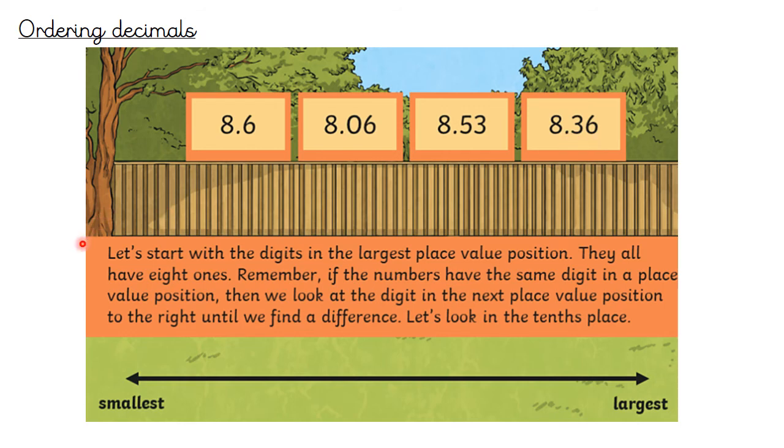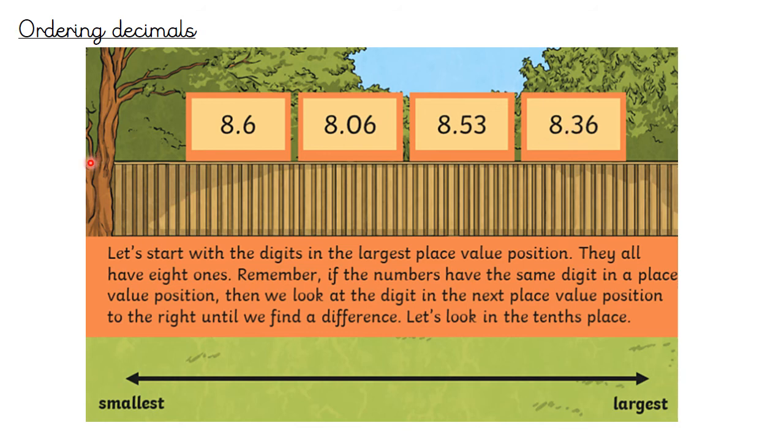So if we're going to go about ordering them, it says, let's start with the digits in the largest place value position, which in this case is the ones. So we can see here that they all have 8 ones. So we know that what we need to do is to move to the next place value position. So we're going to now move to the tenths. So here we have 6 tenths, 0 tenths, 5 tenths, and 3 tenths.